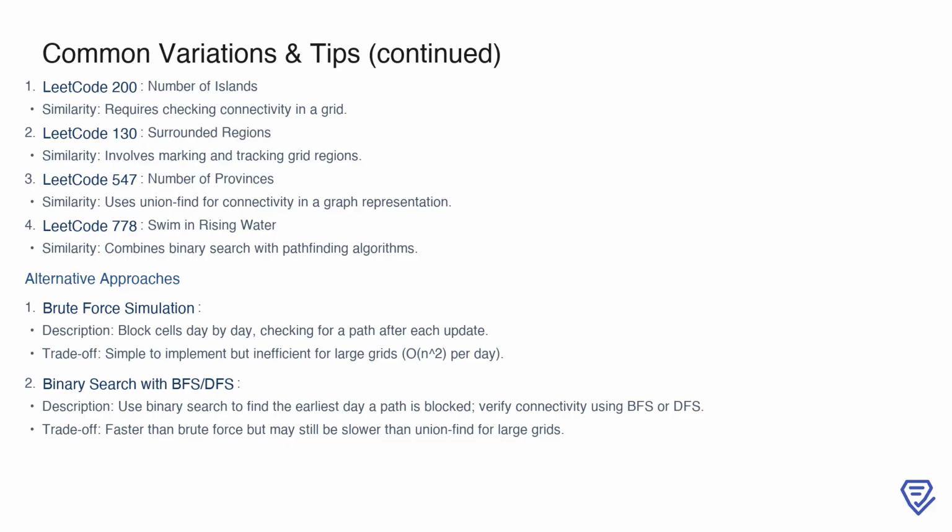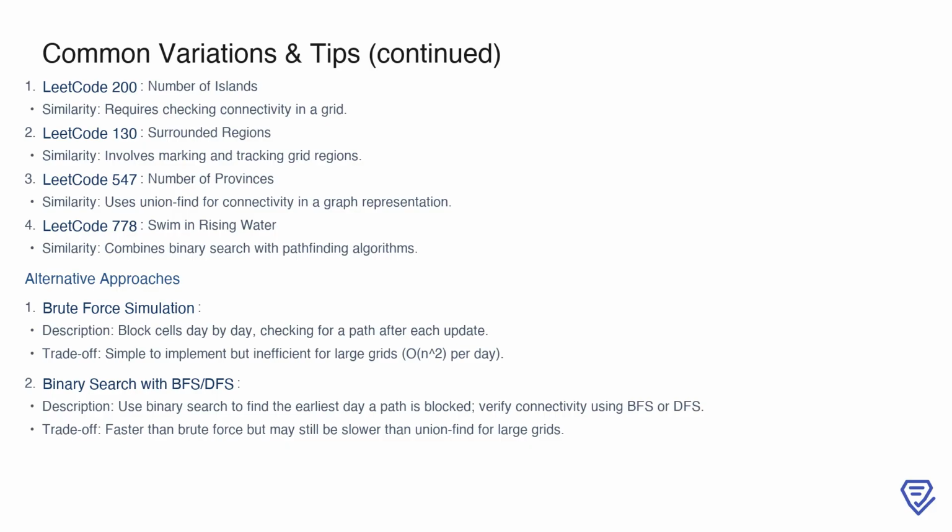Several related problems can help you strengthen your understanding of this type of challenge. For example, LeetCode 200, number of islands, involves checking connectivity in a grid, making it conceptually similar. LeetCode 130, surrounded regions, focuses on marking and tracking regions in a grid, which overlaps with some aspects of this problem. LeetCode 547, number of provinces, uses union find to assess connectivity, but in a graph-based context. Finally, LeetCode 778, swim in rising water, combines binary search with pathfinding, offering a similar mix of techniques.